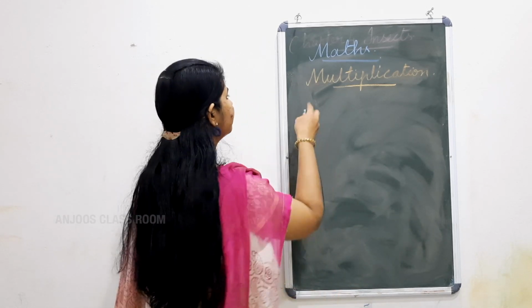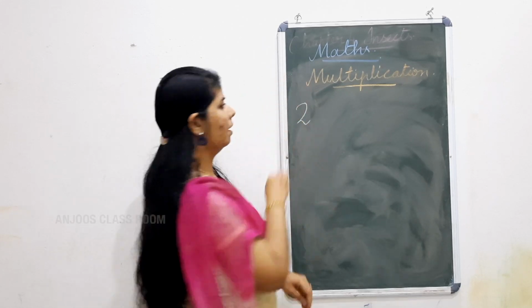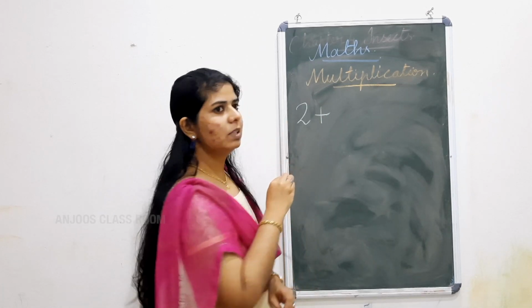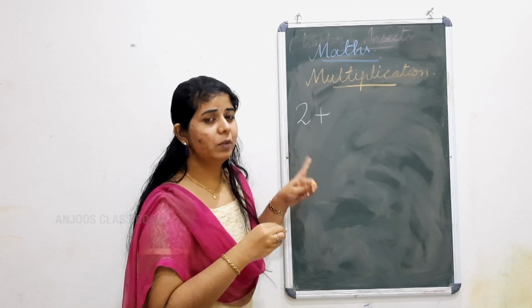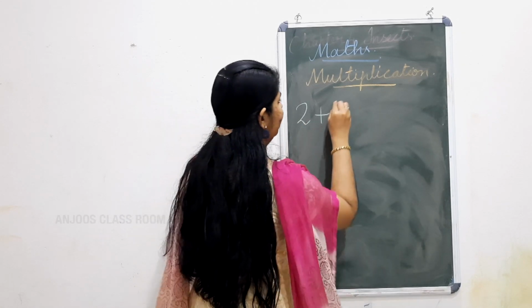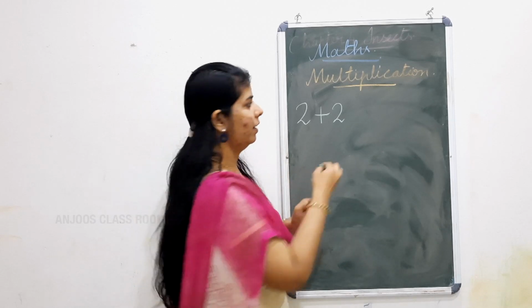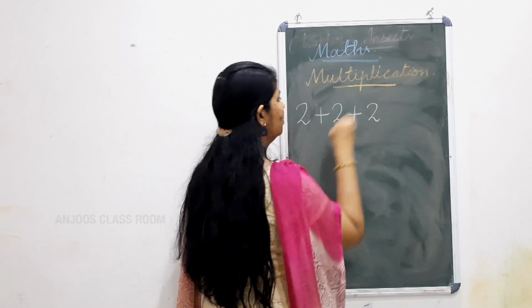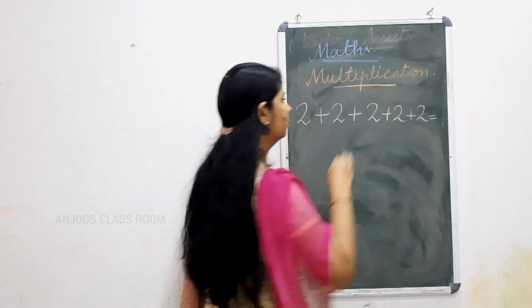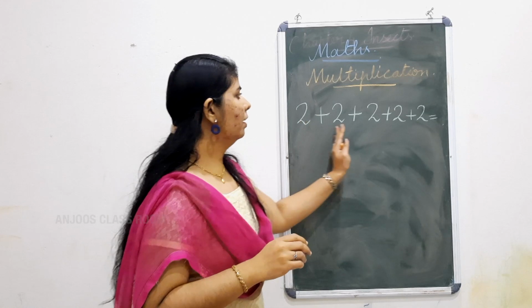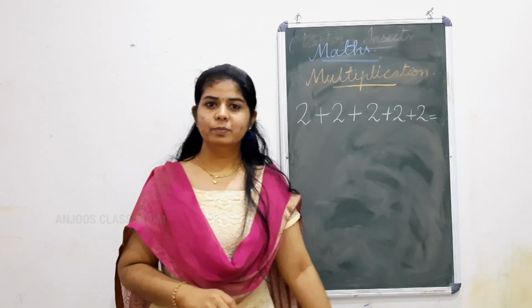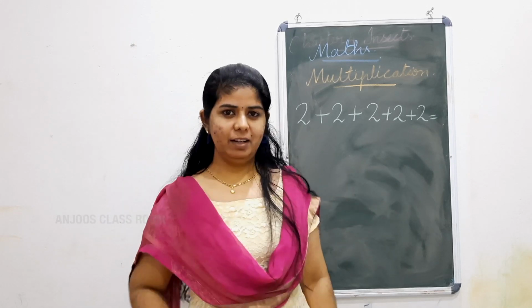Look here. Here I am writing a number. Which number is this? 2. The sign we use for adding is the plus sign. Plus 2 again, plus 2, the same number I am going on writing here. So see, I have written here 2 plus 2 plus 2 plus 2 plus 2. The same number I have written again and again.